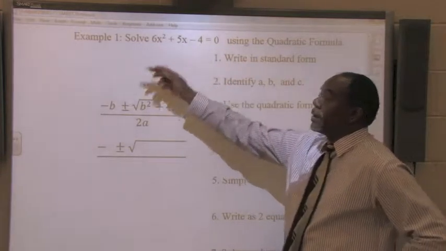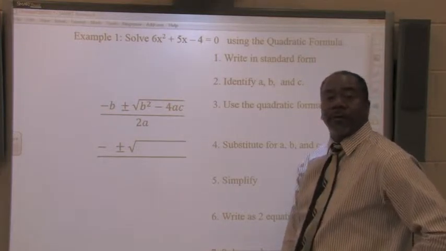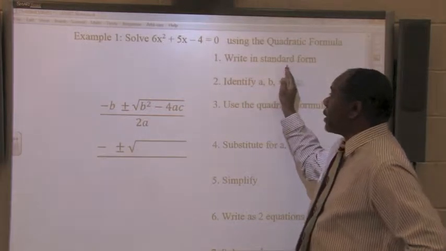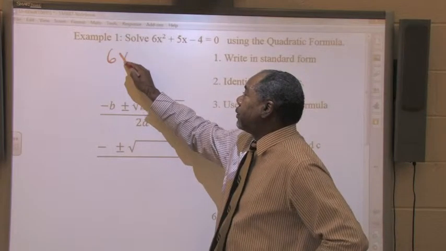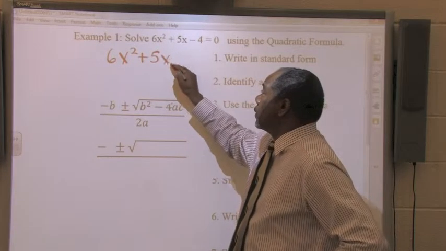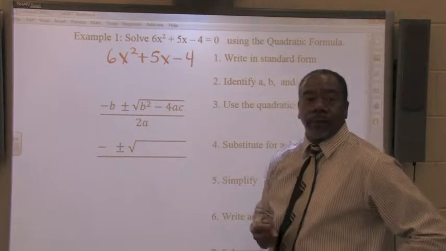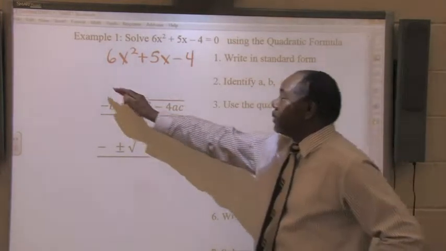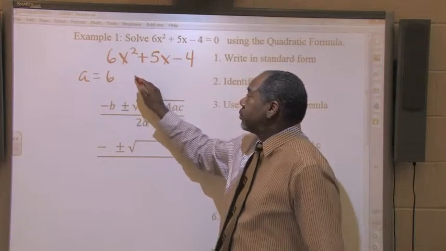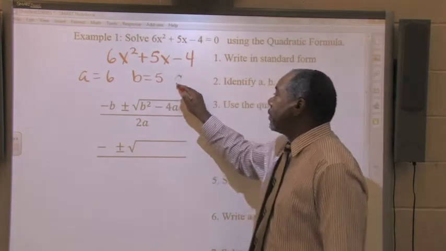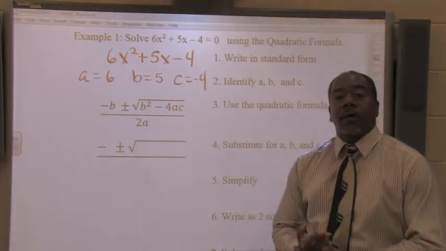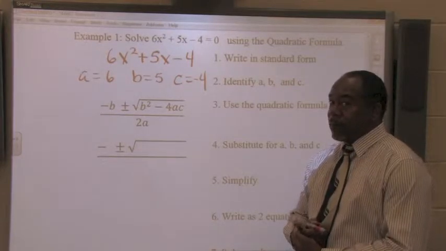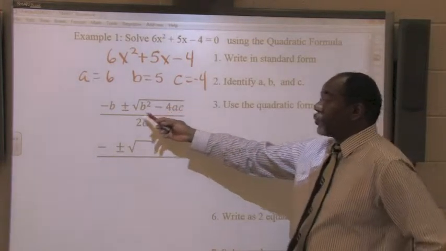So, here's an equation for us. It's quadratic. We have 6x squared plus 5x minus 4. Write it in standard form. Well, this is actually written in standard form, so we're not going to have to change anything. That's very important. Step 2 is identify the a, b, and c values. Well, a is equal to 6, b is equal to 5, and c is equal to negative 4. Notice that for the 4, I put the sign associated with it also. It's not 4, it's negative 4. You want to make sure you have your quadratic formula.